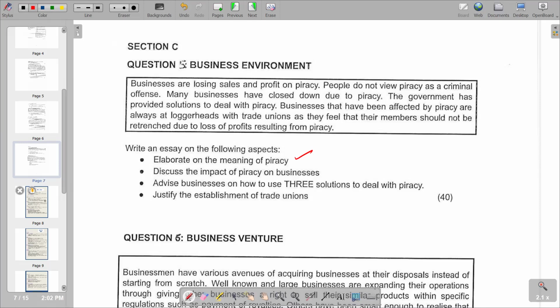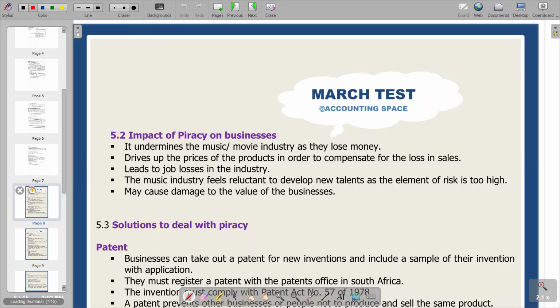So basically, we go to our other section, to see what impact we have of piracy on businesses, whereby the first point is it determines the music or movie industry as they lose money. So the issue of losing money is there. And then it drives up the price of products in order to compensate for the loss in sales. So as the business loses sales and tries to compensate for that, they try to widen their profit margins by increasing prices.